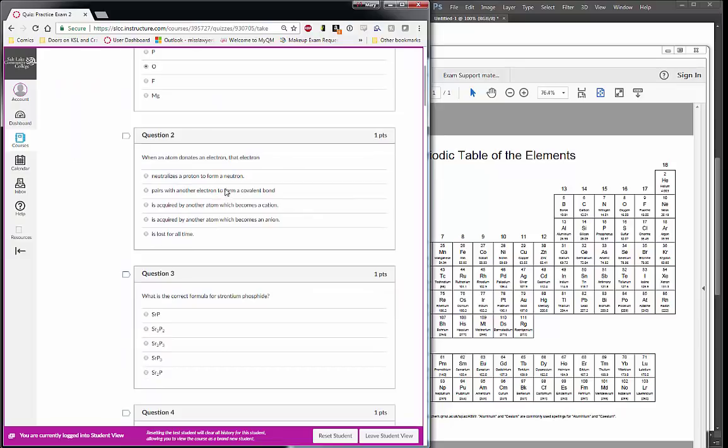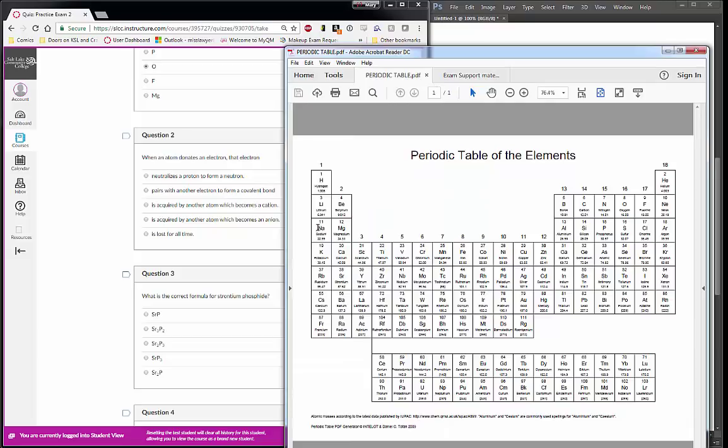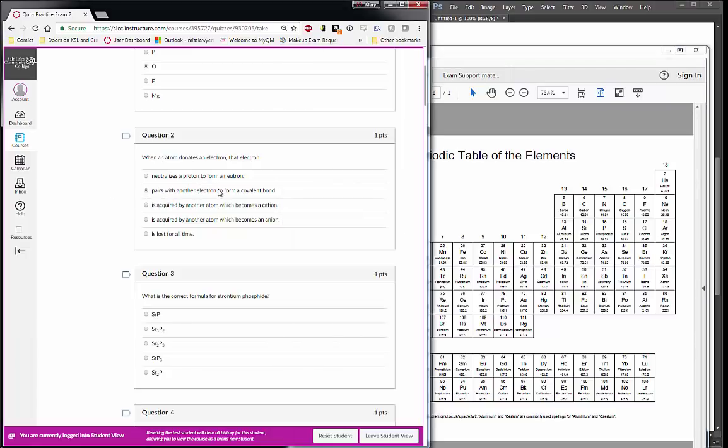Next, what happens when an atom donates an electron? For instance, sodium would like to get rid of an electron. Calcium would like to get rid of 2 electrons to get a positive 2 charge. Well, where does that electron go? That's the question. Well, it has to go to another atom, essentially. So if that is donated, it doesn't fuse with a proton to form a neutron. It doesn't pair with another electron to form covalent bonds. That would be what happens if an atom shares an electron. But if it's being donated, the atom doesn't want it, doesn't need a covalent bond.